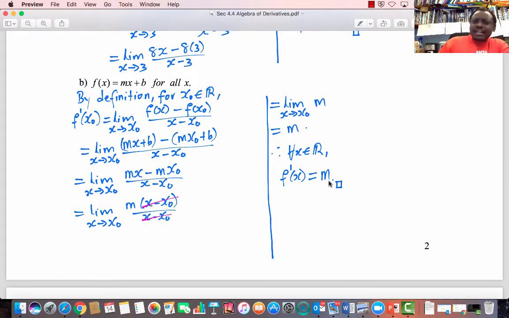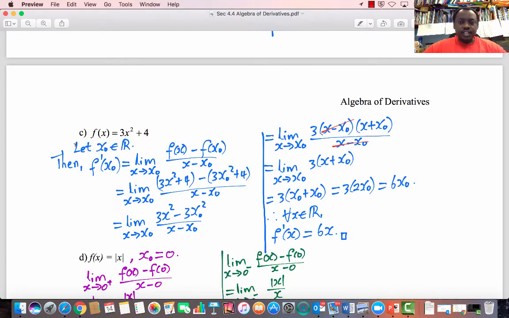Let's look at a few more exciting examples. C, f of x equals 3x squared plus 4. Again, fix the point x naught in R. Then f prime at x naught equals limit as x approaches x naught of f of x minus f of x naught divided by x minus x naught. Replacing f of x naught, we get 3x squared plus 4 minus 3x naught squared plus 4, all of that divided by x minus x naught.